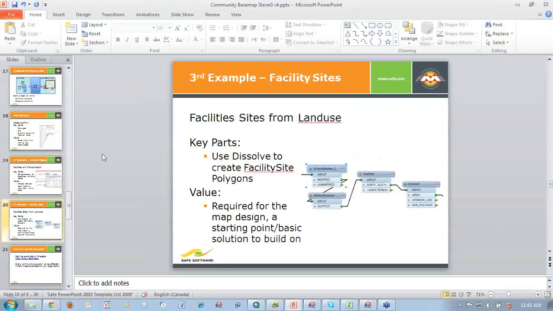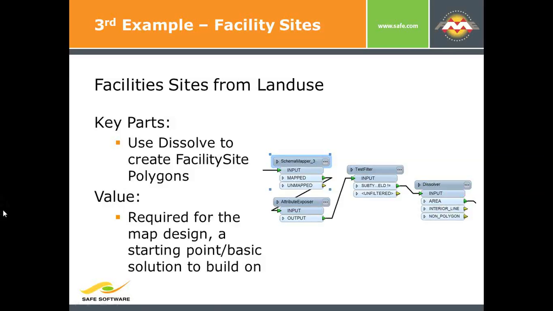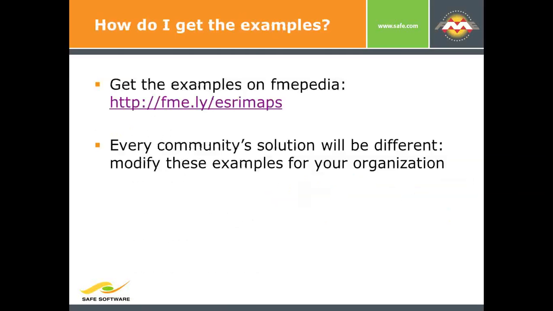So we talked already about these facility sites from the land use, so we don't need to spend too much time on that. But really the value is that it's required for that map design like I was just showing you. And it's a starting point, or a kind of basic solution, that you might be able to take advantage of. But it also gives you some hints as to how you could take other data sets and massage them in certain ways to try and make them fit the target data model. And it's not just field mapping and those sorts of things. We can do some pretty sophisticated processing as we go through, and it's very efficient. And a lot of people, once they get used to this, say they couldn't live without it. So it's a pretty handy tool set for doing this sort of thing.